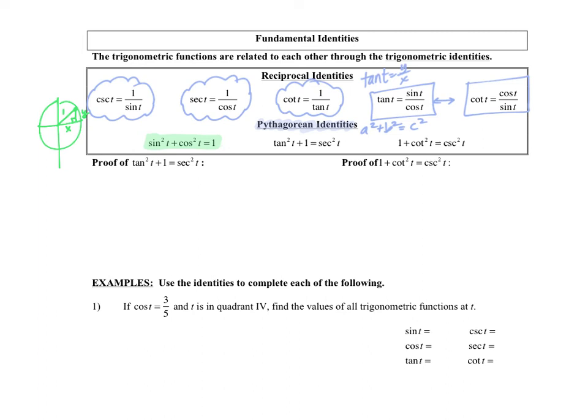Now, I just want to show you why this works, because this first one I think is pretty easy to see from that circle. But what about the other ones? Tangent squared t plus 1 equals secant squared t. So here's how it starts. I'm going to prove this, but I'm going to start with the one that's easy to see. Sine squared of t plus cosine squared of t is equal to 1. And because this is an equation, I can do anything I want to it as long as it's the same. I want you to divide everything by the cosine squared.